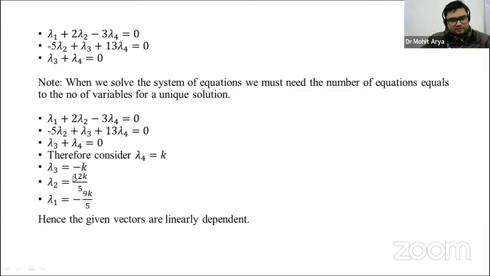The main condition for the vectors to be linearly independent is that each lambda i should be 0. If one of the lambda i is not equal to 0, then the given vectors will not be linearly independent.